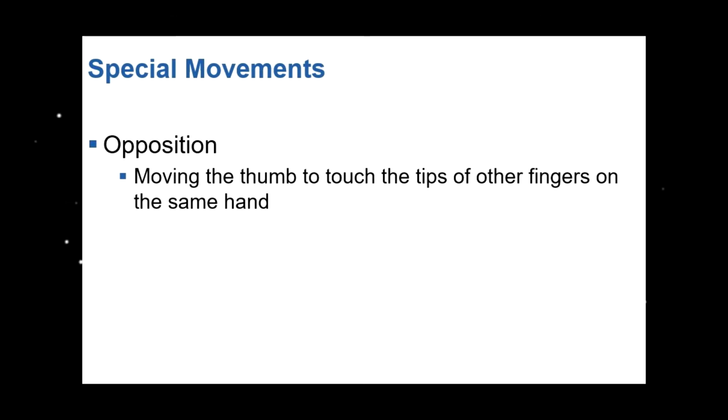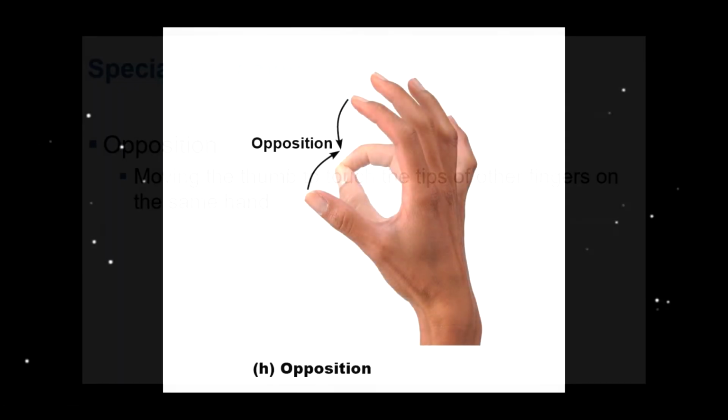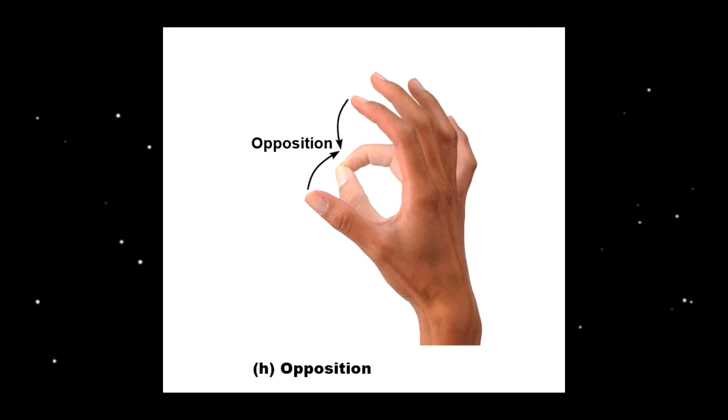14. Inversion in intertarsal joints. It involves the movement of the sole towards the median plane. 15. Eversion in intertarsal joints. It involves the movement of the sole away from the median plane.